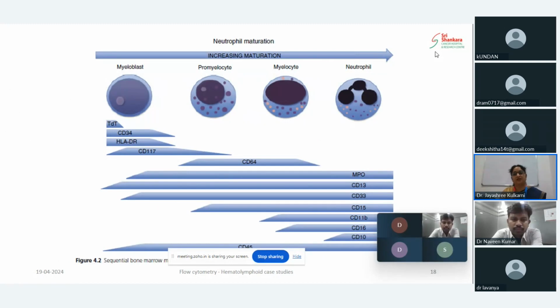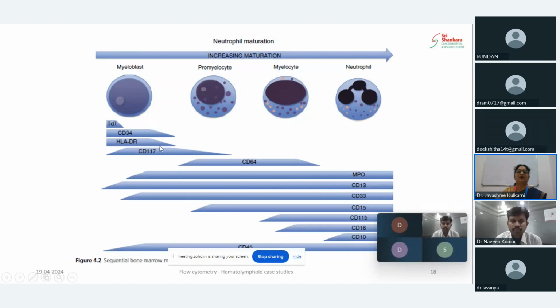Before we go to interpretation, we will quickly run through the maturation pattern of the normal cells. So as we all know, neutrophil maturation goes through myeloblast stage, promyelocyte, myelocyte, and neutrophil. Please remember these three immature markers: TdT, CD34, HLA-DR. Remember them. Every single case, you have to look at the immaturity markers, even to call them a leukemia or not a leukemia. So you should know whether the cells you are looking at are immature cells or mature cells. Morphology sometimes can be confusing. That is why these markers are here.